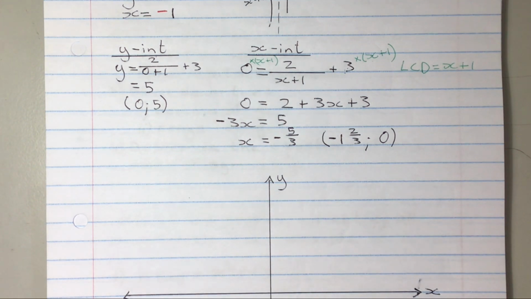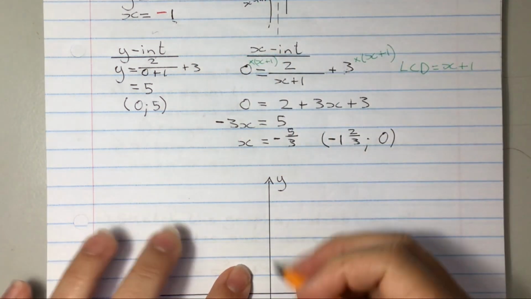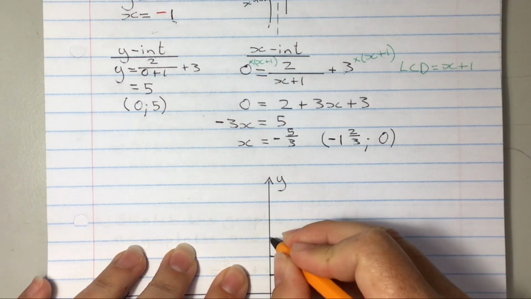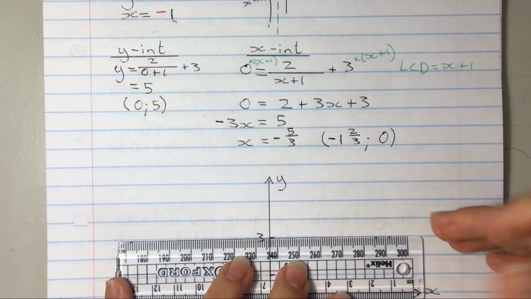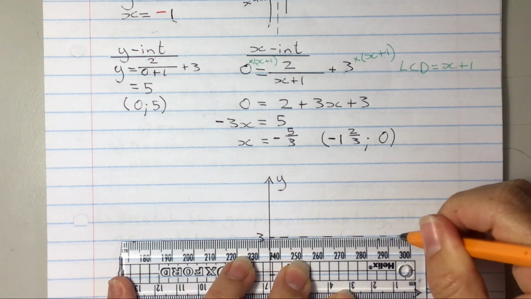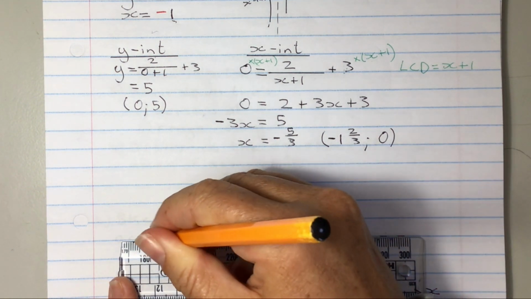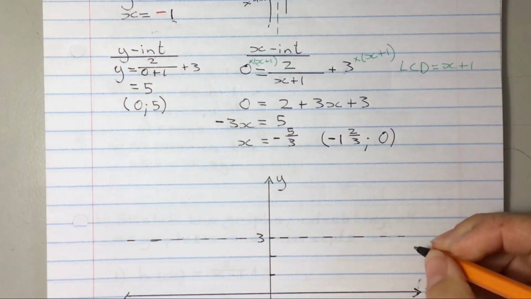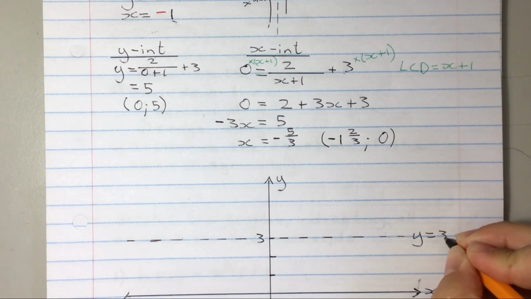And I would start once again by drawing in my asymptotes. So my horizontal asymptote is here at 3. So 1, 2, 3. I'm using my lines, but I don't have to be very accurate. And there's my horizontal asymptote. And so don't forget to label it with the equation y is equal to 3.